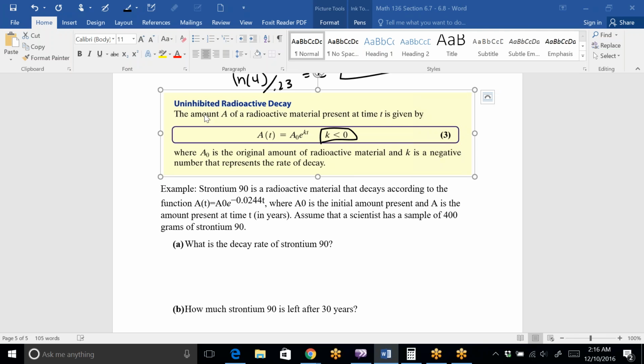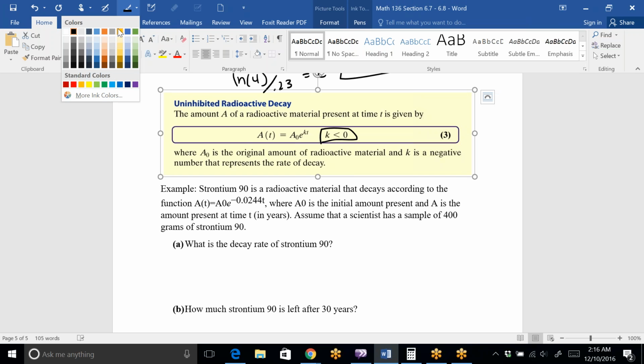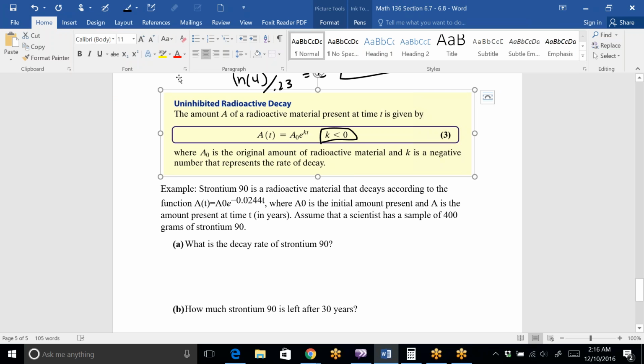Okay, so I'm changing up the last question that was on the notes from 6.7, 6.8 to match more with something that actually shows up on the homework. So this is the decay function. It's essentially the exact same as the growth function, except that k is negative because it's decreasing itself over time.